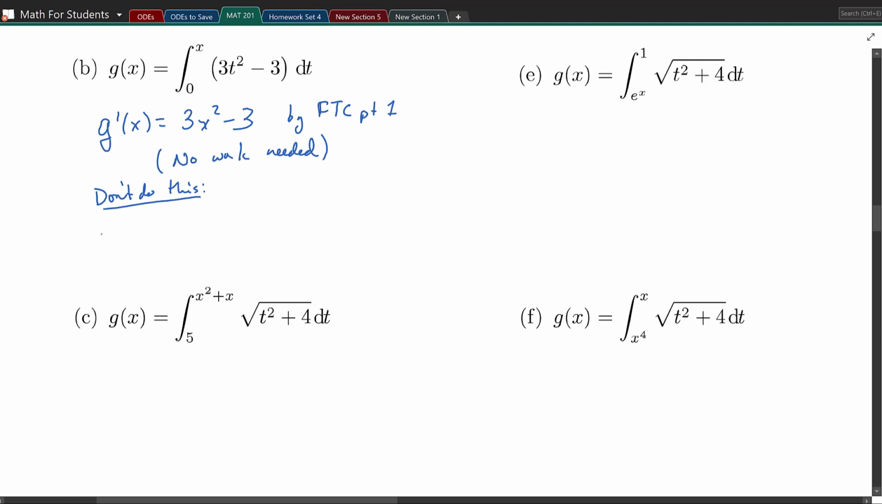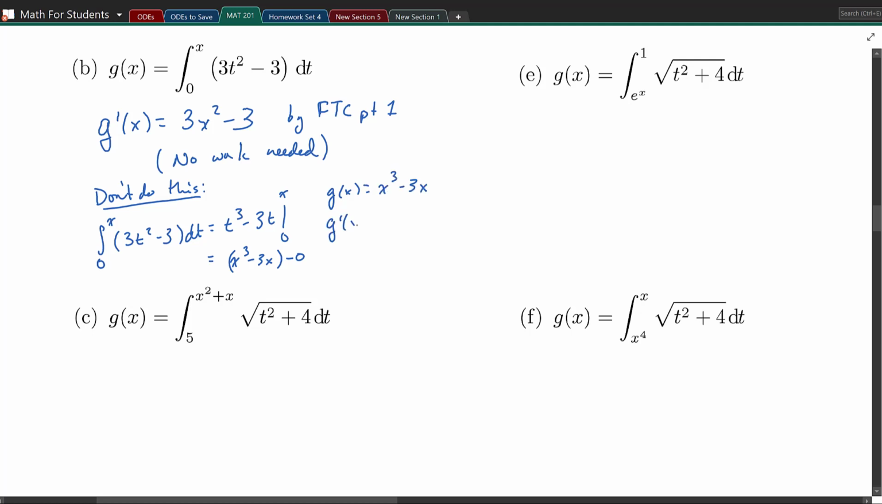Instead of using the fundamental theorem of calculus part 1, let's go ahead and use the fundamental theorem of calculus part 2. So I'm going to evaluate this because in this case, unlike all the other functions I've got here, I can actually compute an antiderivative. An antiderivative of this function would be t cubed minus 3t evaluated from 0 to x, which gives me x cubed minus 3x minus a whopping 0, or just x cubed minus 3x. That means another way of writing g of x is that g of x is equal to x cubed minus 3x.